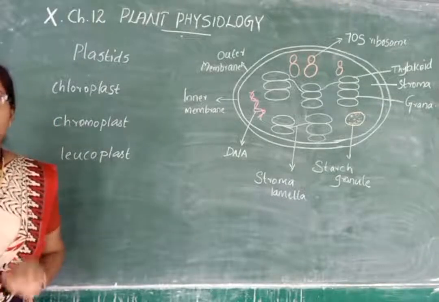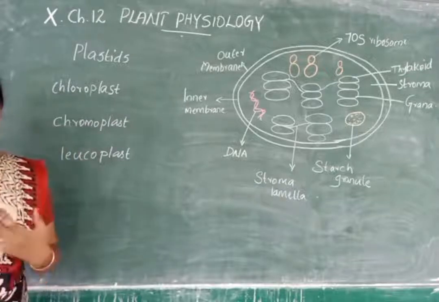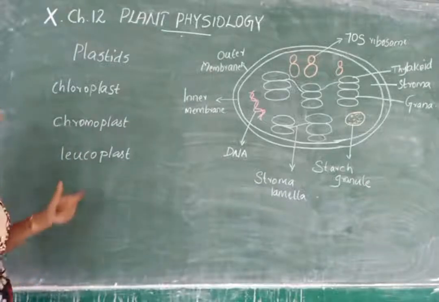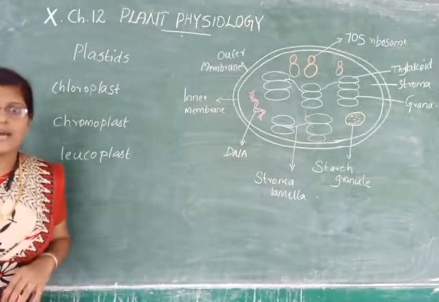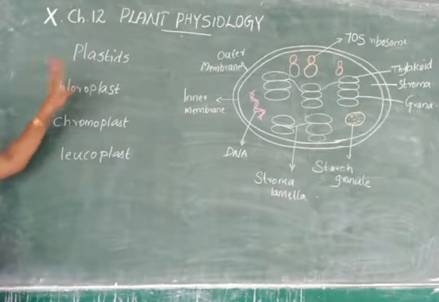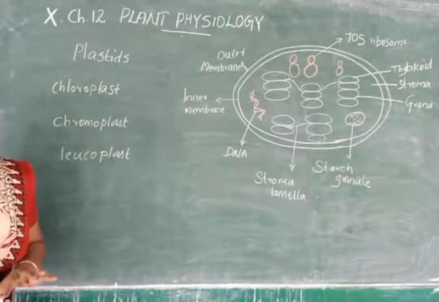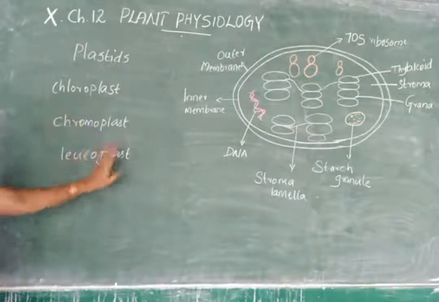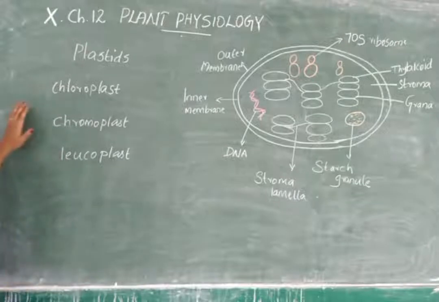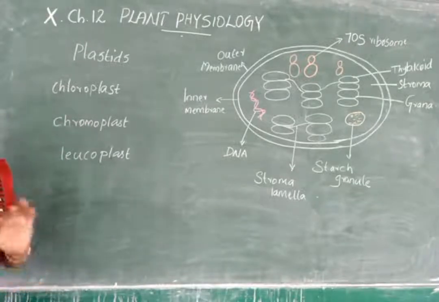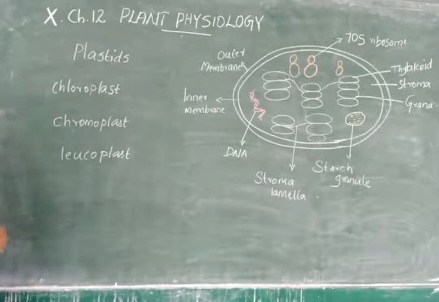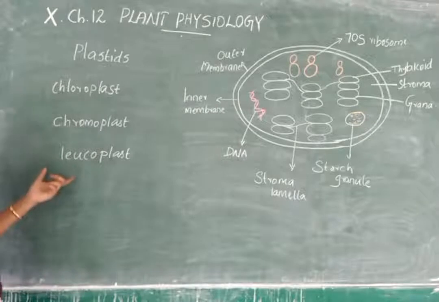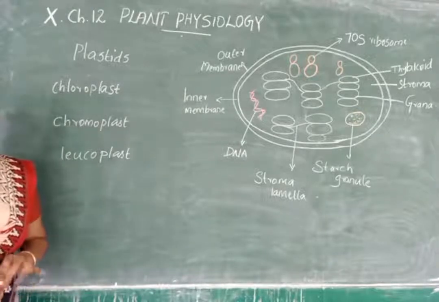Chloroplasts are green colored plastids. Chromoplasts are red, orange or yellow colored plastids. Leucoplasts are colorless plastids. So plastids are double membrane bounded organelles present in plants, and there are three types: chloroplast, chromoplast and leucoplast.